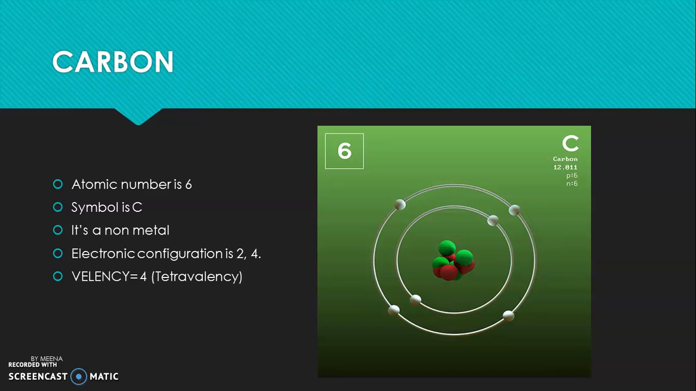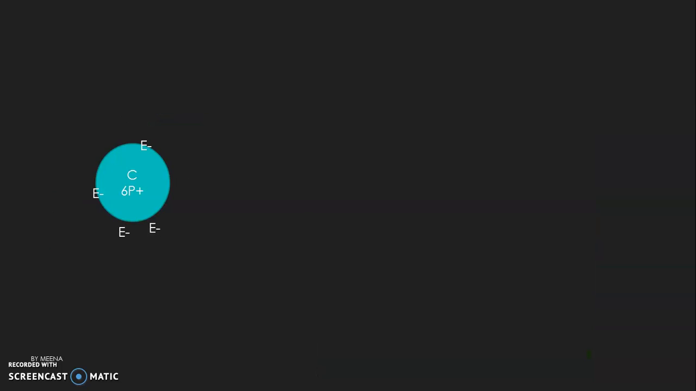So carbon, we know the symbol is C and the atomic number is 6. You can see the electronic configuration here. In the first shell, that is the K shell, you have 2 electrons, and in the L shell you have 4 electrons. So the valency is 4. Now let us know what carbon is doing to make so many compounds. How is it making a bond, or how is it combining with the other elements?